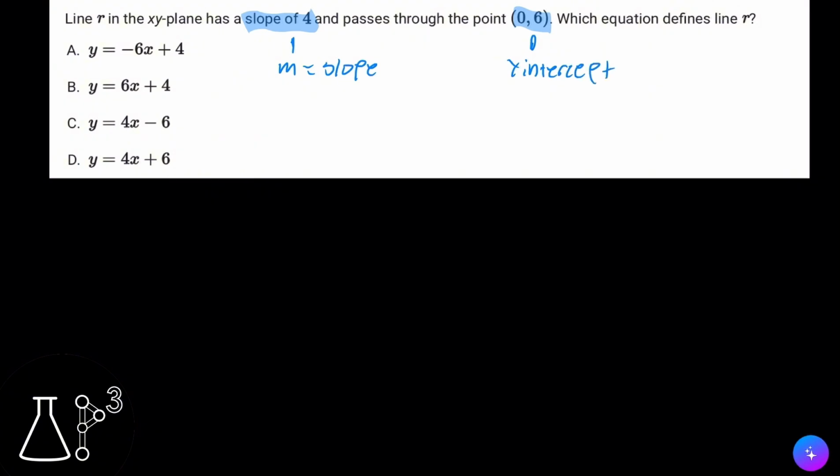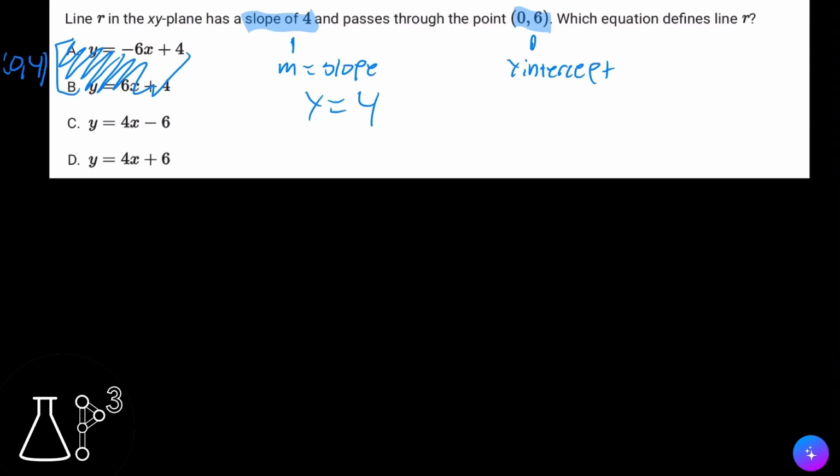How can we figure out the y-intercept? What we can do is plug in 0 for x in each of A, B, C, and D and make sure that we get y equals 6. Let's do A and B first. If I plug in 0 for x in A and B, I get y equals 4. We're not looking for 4, we're looking for 6, because we have the point (0, 6). But in A and B, I get (0, 4). Therefore, A and B are incorrect.